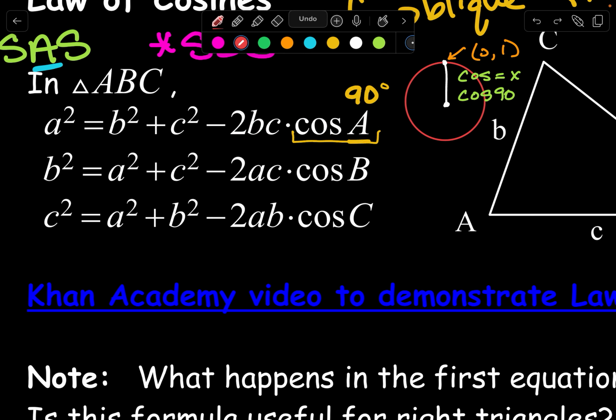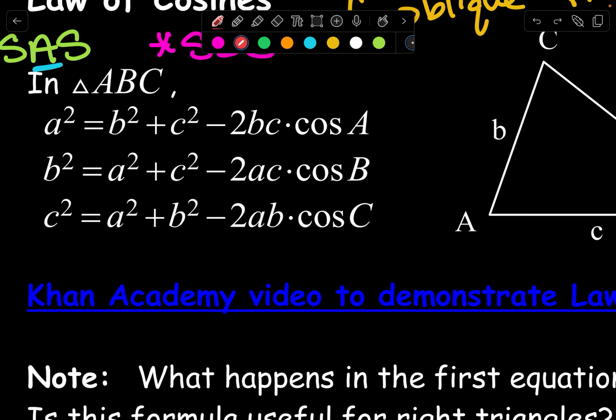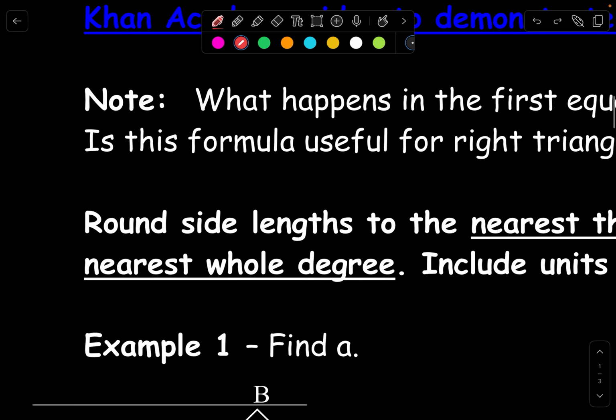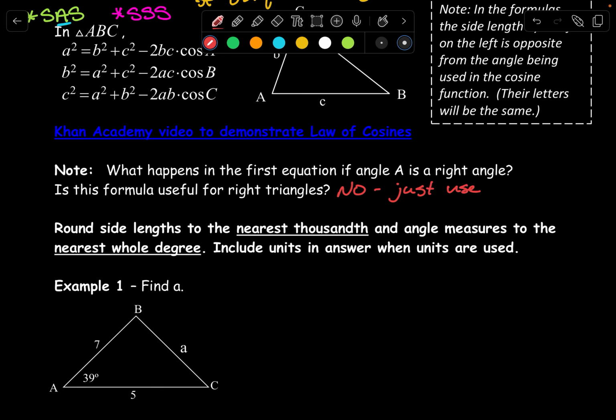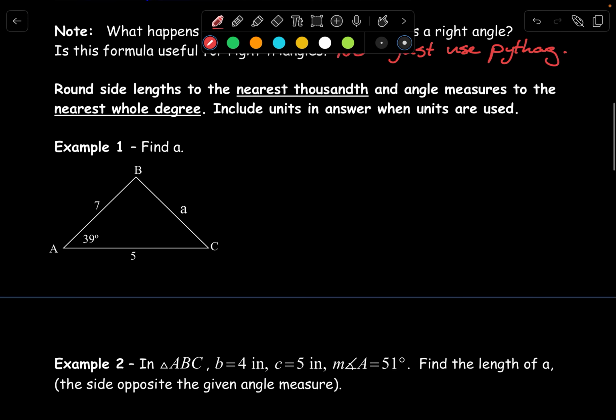So to answer the question, is this useful for right triangles? The answer is no. Just use the Pythagorean theorem. Now let's get into some examples.